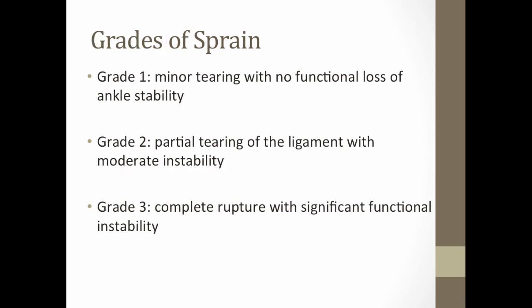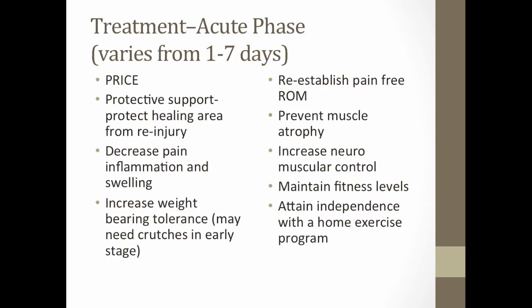So just to review your grades of a sprain. Grade 1 is minor tearing with no functional loss of ankle stability, meaning no increased excursion. You wouldn't have any positive joint play assessments or special tests. Grade 2, you get a partial tearing of the ligament with moderate instability. Now, partial tear can be anything from a few fibers to almost all of it, but with this individual, you would get increased excursion during joint play or certainly special tests. And a grade 3 is a complete rupture with significant functional instability.